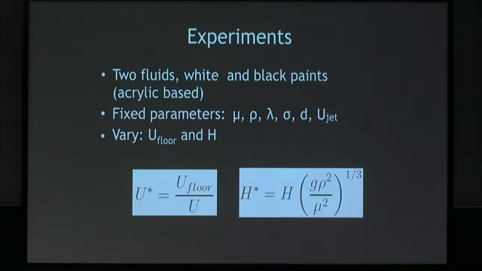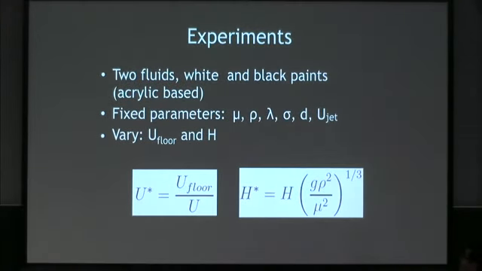So we conducted experiments. We used two paints that have similar properties to those used by Pollock. And again, we fixed certain parameters. We fixed the properties of the fluid, the diameter of the nozzle, and the flow rate through the nozzle. And we only varied the speed of the floor and the height from which the film is dropped on top of the surface. These are the two dimensionless variables that I will use to show the results: the dimensionless speed and the dimensionless height.